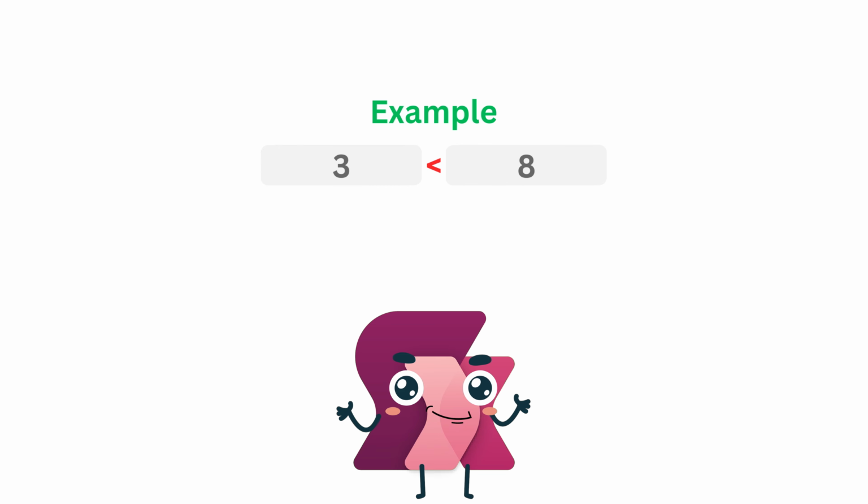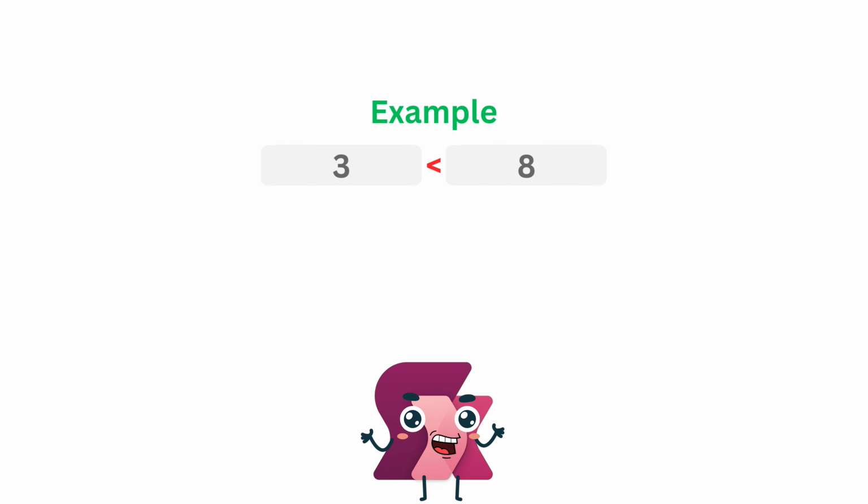Imagine you have two numbers, 3 and 8. Using the less than operator, you can check if 3 is less than 8, which returns true. So let's take a look at a couple of real-world examples.